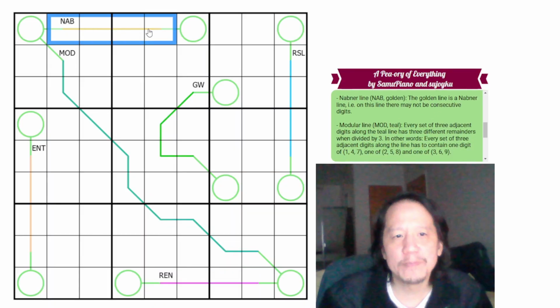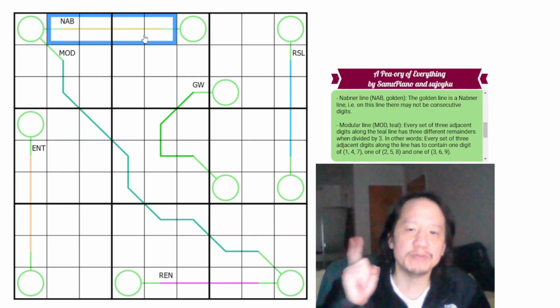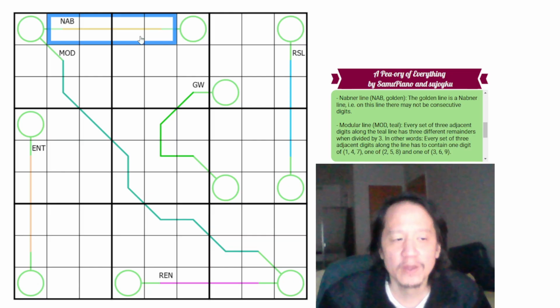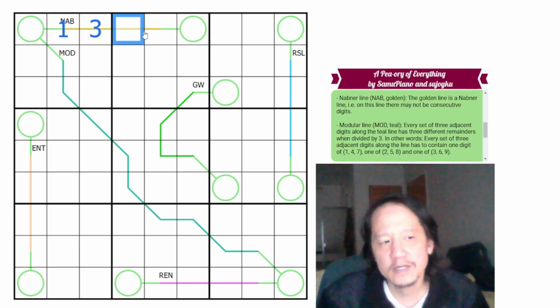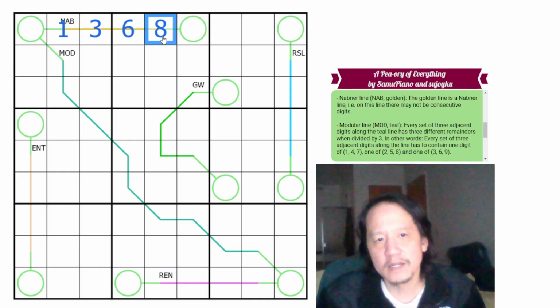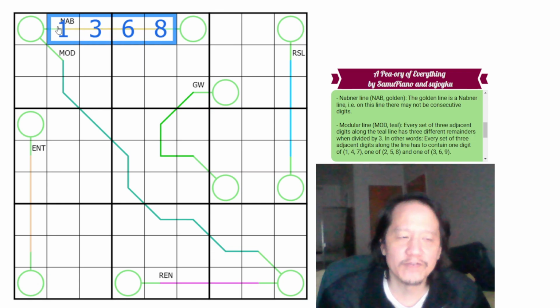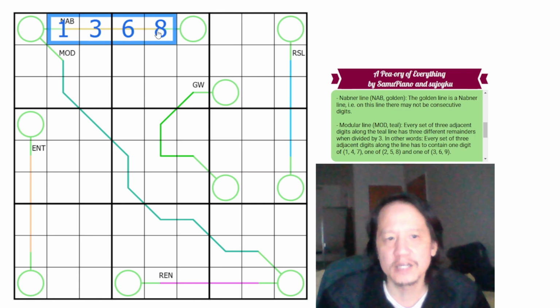Nabner lines. Nab gold. The golden line is a Nabner line. That is, on this line, there may not be consecutive digits. So a valid Nabner line would be something along the lines of 1, 3, 6, and 8. That would be a valid Nabner line because none of them are consecutive with each other. So that is Nabner line.